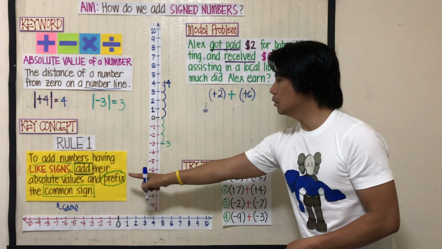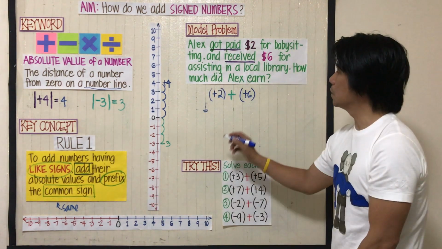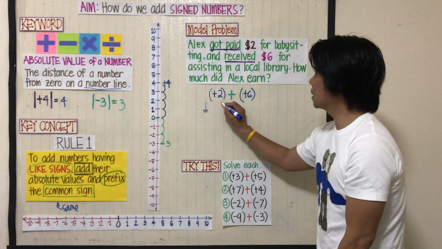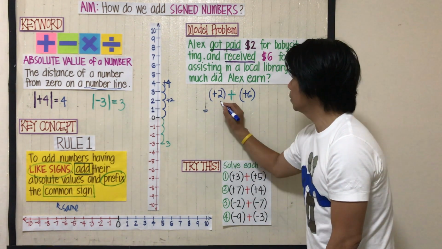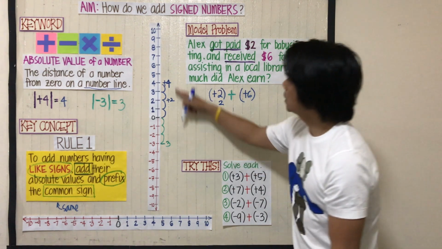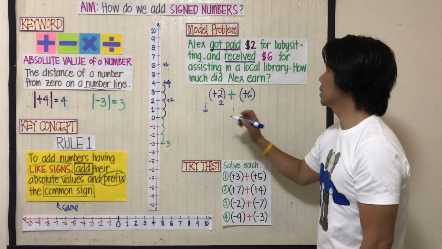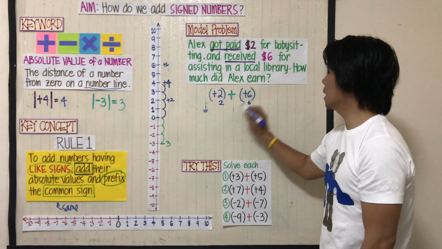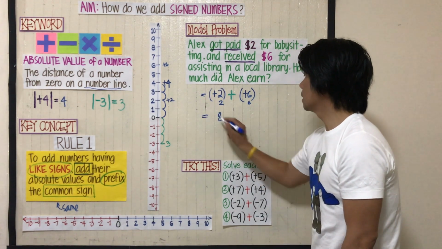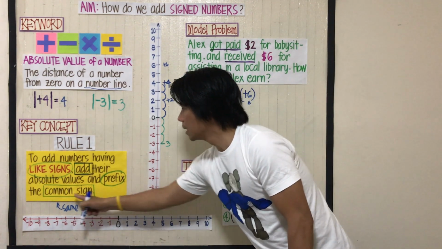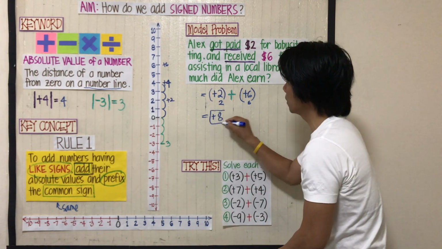Again, going back to the rule, if they have like signs, they do have the same sign, add their absolute values. What's the absolute value of positive 2? From here, from the origin, positive 2, the distance is 2. And positive 6 is right here. The distance is, so you count the number of spaces or steps, that's 6. So 2 plus 6 is 8. And according to the rule, prefix the common sign. Common sign, they have both positive, so it's a positive 8.